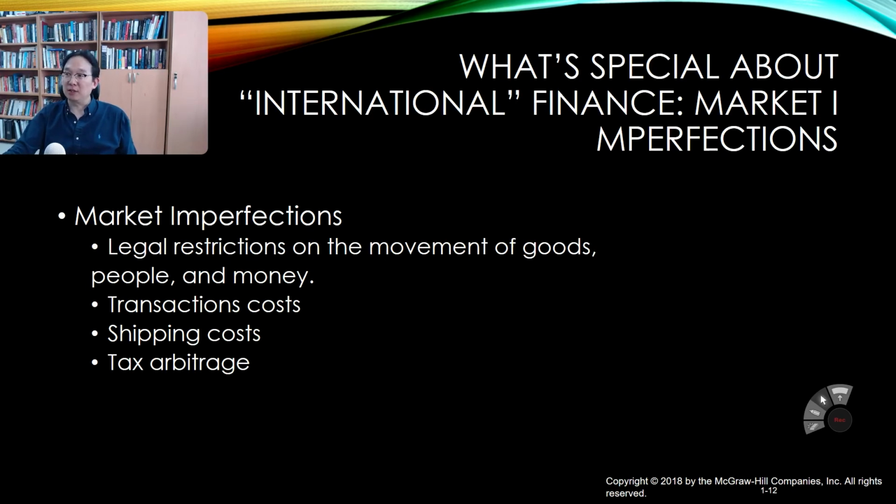Market imperfection is another one, right? Market imperfections, legal restrictions on the movement of goods, people, and money. Okay, different transaction costs, right? Different shipping costs and tax arbitrage, different tax regimes, different tax rates. For example, capital gains tax when you do personal stock investment in the stock market. In Korea, there's no capital gains tax. How could that be? That's Korea. Just to encourage our individual investors to jump into the stock market. Please, we need your money, kind of thing, right?